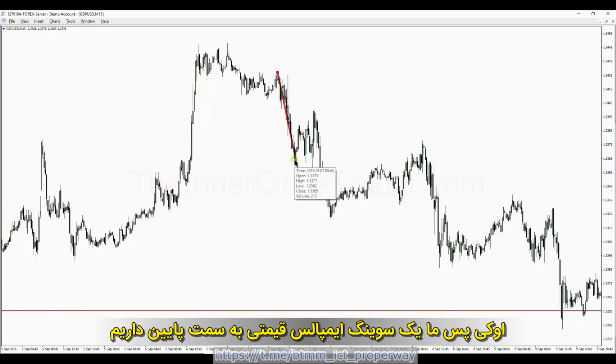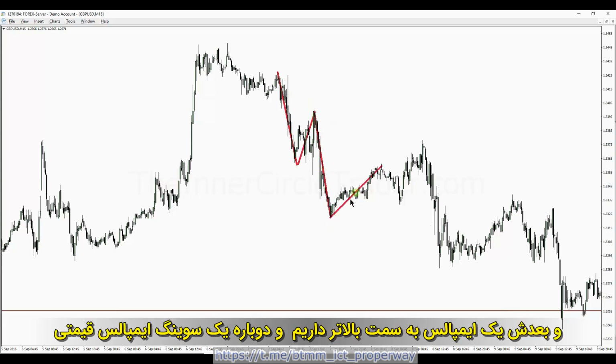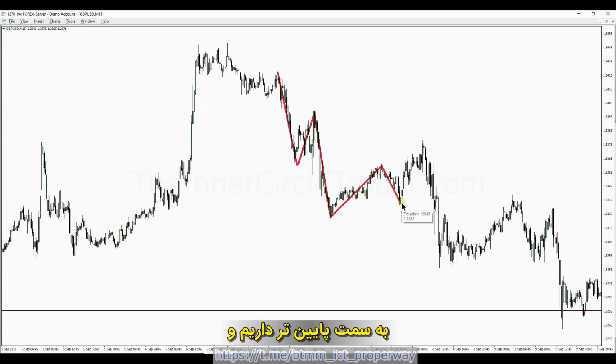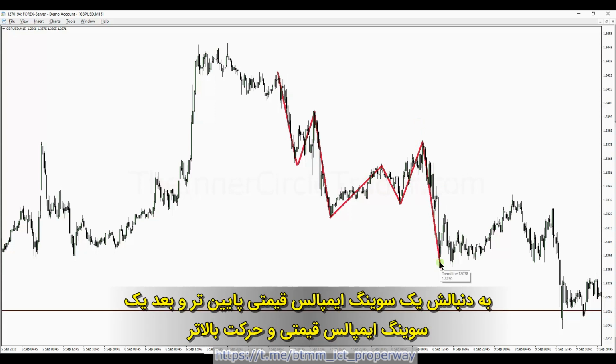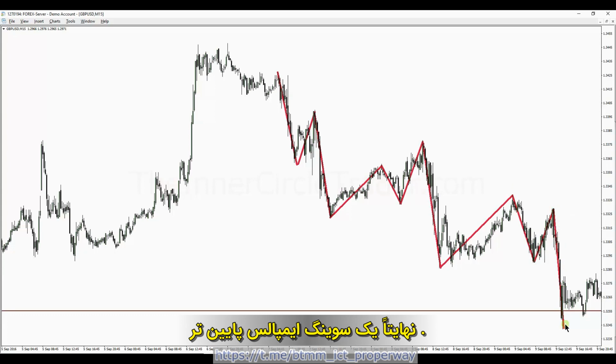Okay, so we have an impulse price swing down. Then we have another impulse price swing higher. And we have another impulse price swing lower. And another impulse swing higher, followed by an impulse swing lower, and another impulse movement higher. Then we have another impulse swing lower, followed by another impulse swing higher, followed by an impulse swing lower, another impulse swing higher, and ultimately another impulse swing lower.